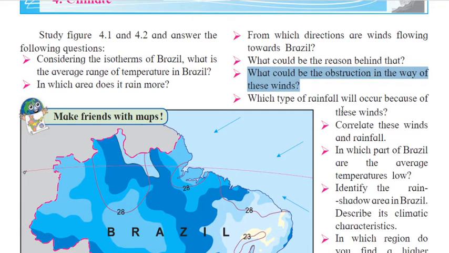Which type of rainfall will occur because of these winds? Already we learned which kind of rainfall, that is orographic rainfall will occur because of these winds. Now correlate these winds and rainfall. How can you correlate with this? Who can tell me how can we correlate?